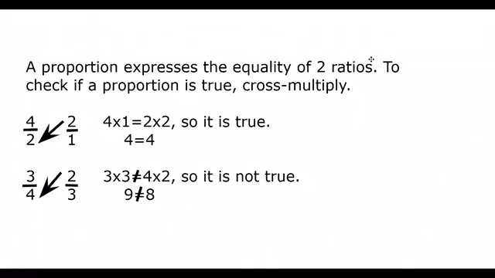So you multiply 4 times 1 and 2 times 2. So you get 4 equals 4. So both sides of the equation prove true. So that means that the proportion is true.